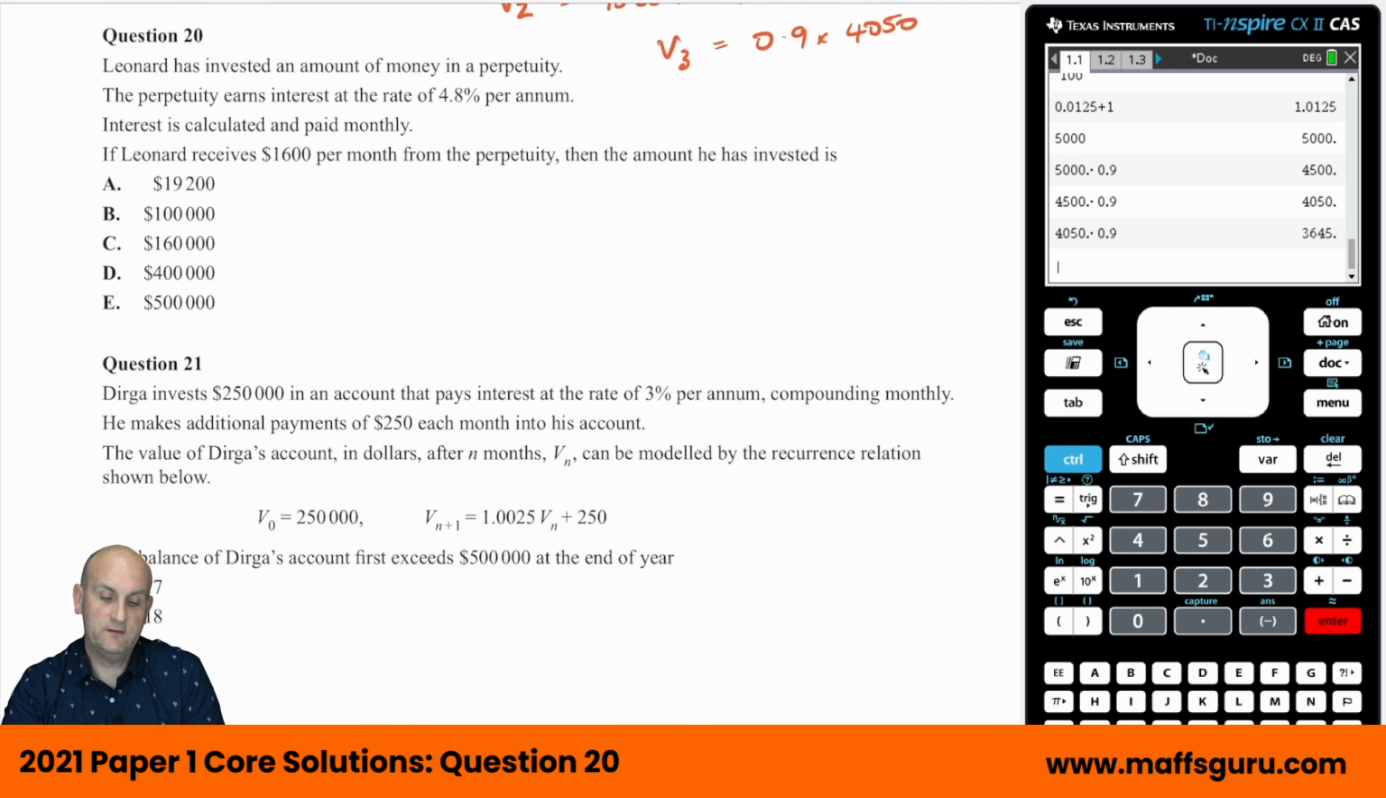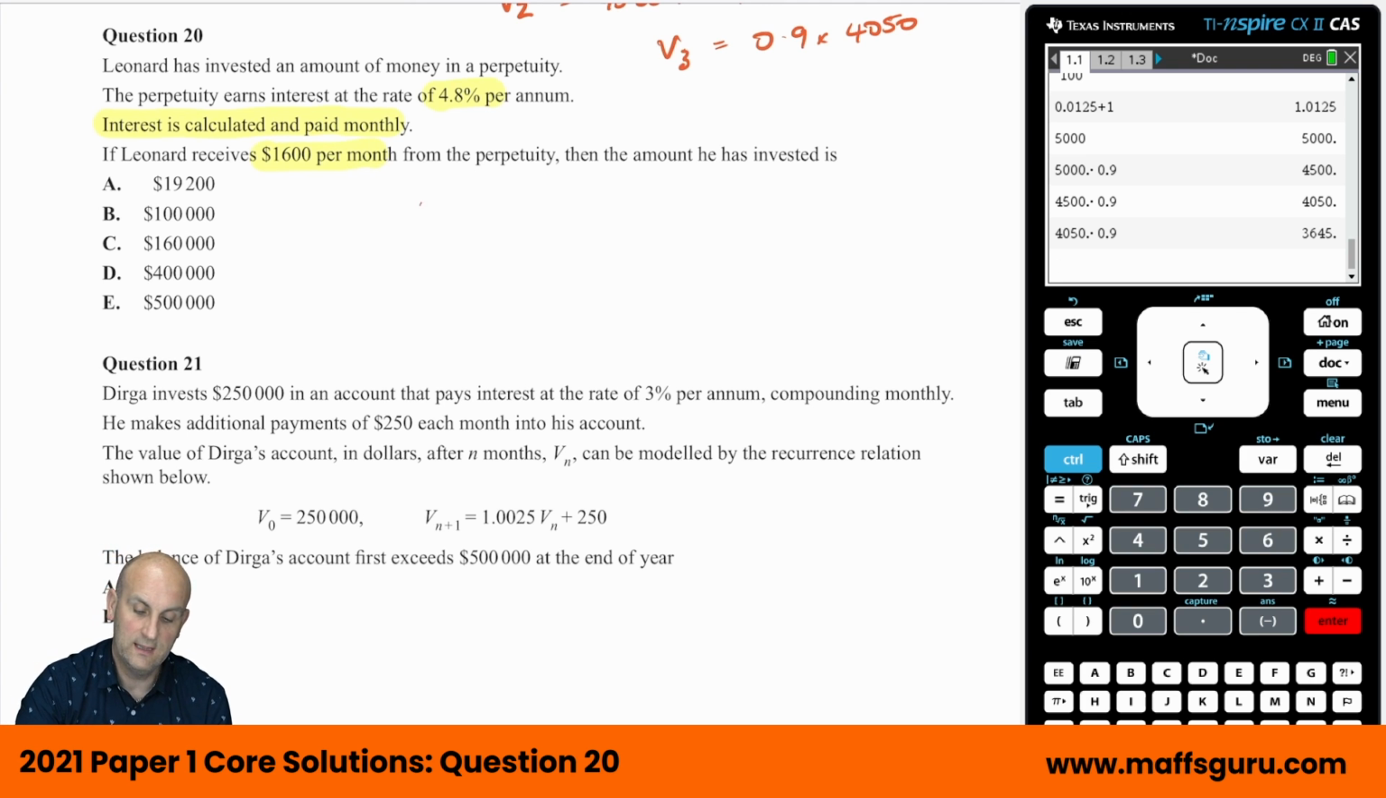Leonard has invested an amount of money in a perpetuity. Remember, perpetuity, right? The amount stays the same. You live off the interest. The perpetuity earns interest at a rate of 4.8% per annum. Interest is calculated and paid monthly. That's important as well. If Leonard receives $1,600 per month from the perpetuity, then the amount he has invested is.